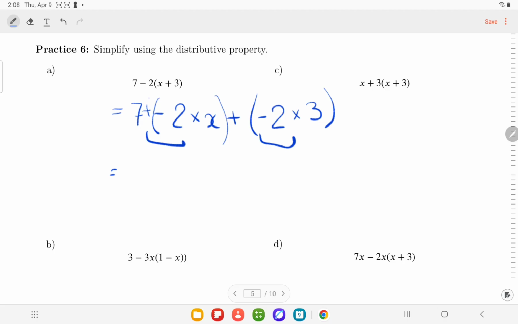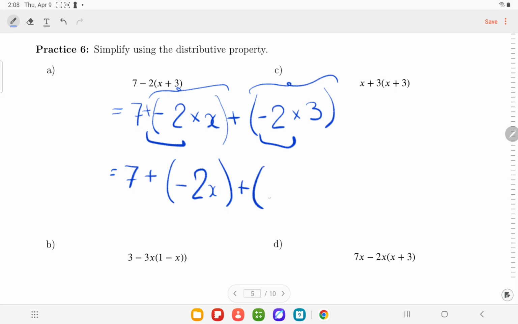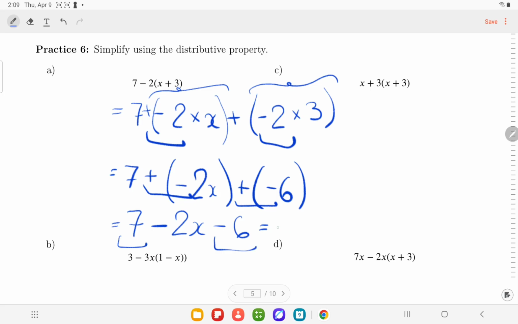And then following BEDMAS, we have to do our multiplications first. So we end up with 7 plus negative 2x plus negative 6. And then a plus times a minus gives us a minus. So we have 7 minus 2x. And same here, a plus times a minus gives us minus 6. So we end up with 7 minus 6, which is negative 1 minus 2x. And since these are not like terms, this is the farthest we can simplify the expression.